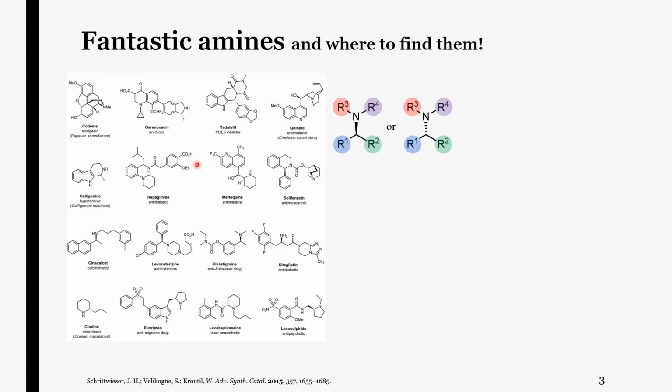So where can we find these fantastic amine products of the imine reductases? We can find them now nearly everywhere. We have them in very pharmaceutically relevant drugs, for example, codeine, which is derived from the plant Papaver somniferum. Then we have it in mefloquine as an antimalarial drug, or in rivastigmine as an anti-Alzheimer drug.